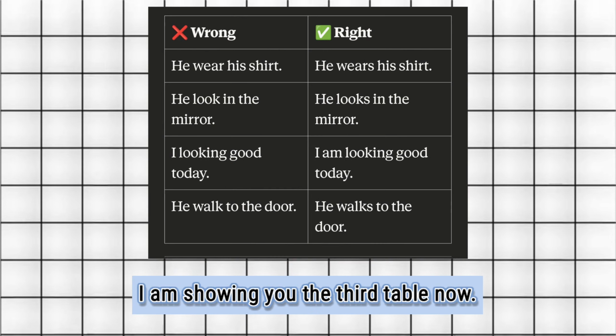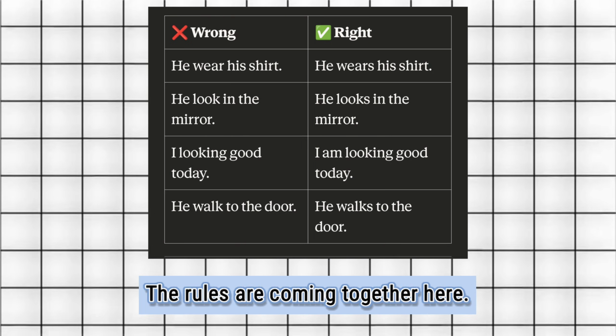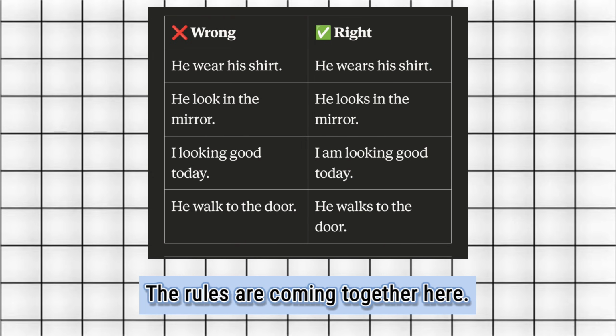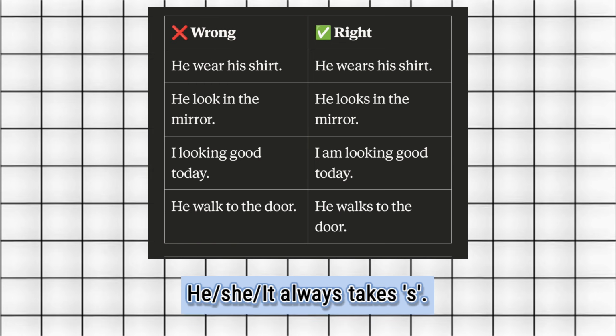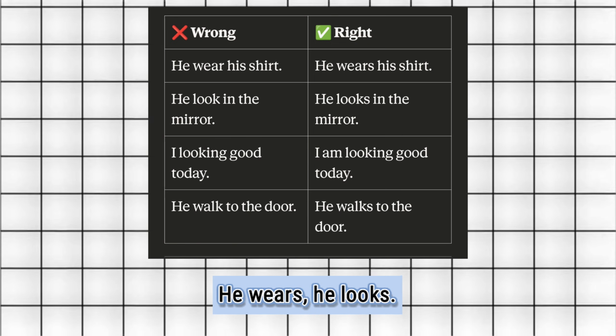Now let us stop here. Look at the screen. I'm showing you the third table now. Look at this table. The rules are coming together here. First rule: he, she, it always takes yes. He wears, he looks, he walks.